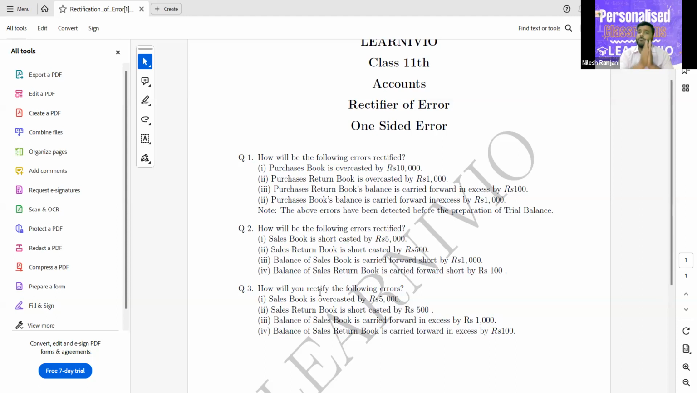So if your credit side is less in total by 5,000, then on which side do you have to write the amount so that it will become correct? On the credit side, sir. Yes, on the credit side, because let's say the total should be 10,000, but it is 5,000. So if we write something on the credit side, then it will become 10,000.